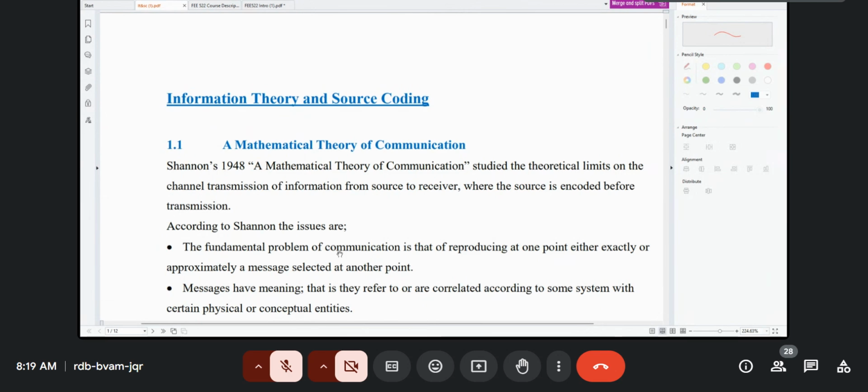According to Shannon, some of the issues he was looking at is the fundamental problem of communication. We call it the problem of communication because that's what any communication system tries to do: you are sending a symbol, or rather, what represents the data.